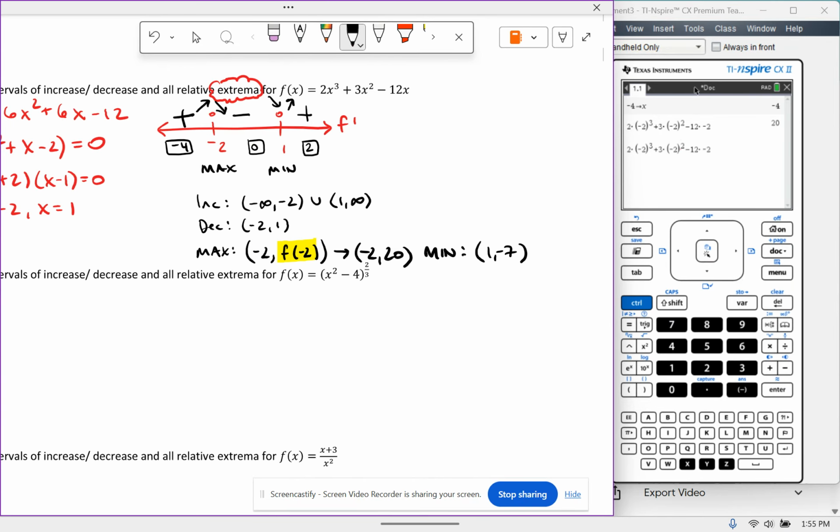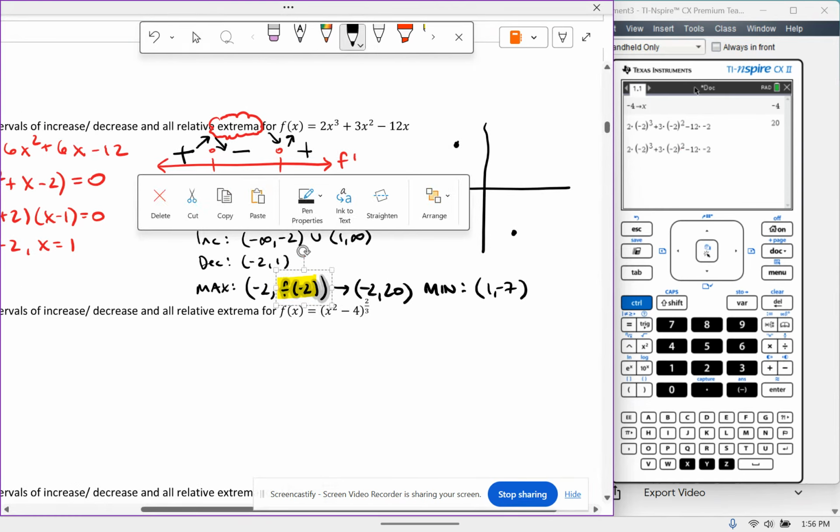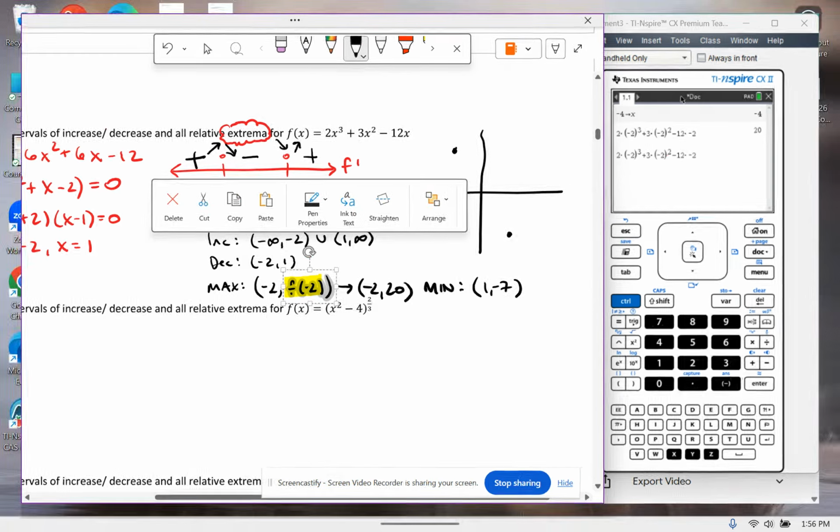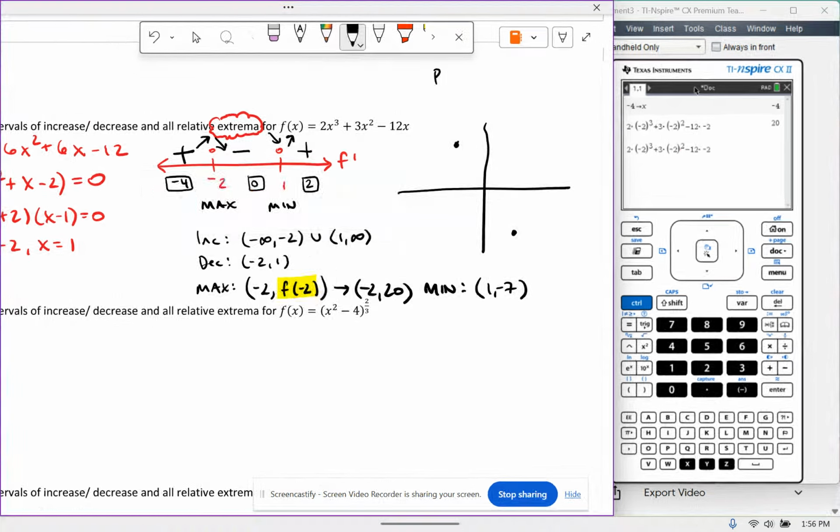So let's think about this guy, right? I've got a graph. I have a max at -2, -220, and I have a min at 1, -7. What is this guy's end behavior? So we got positive, odd, right?